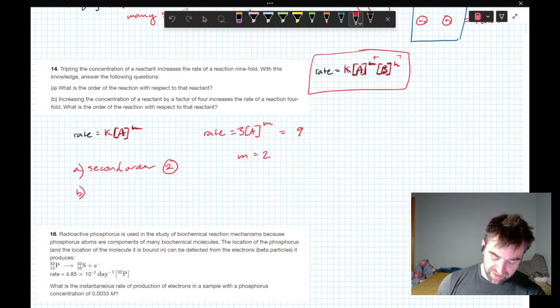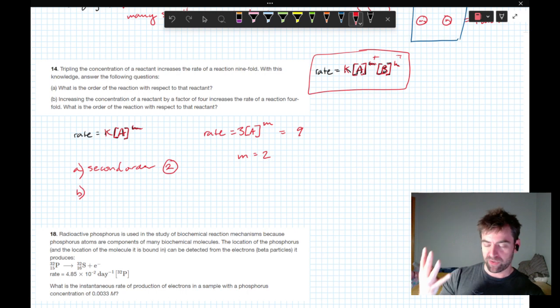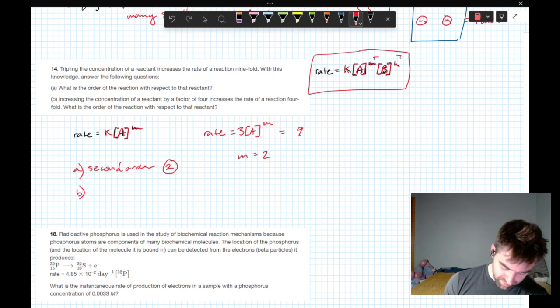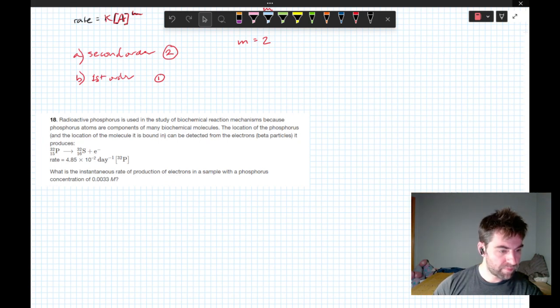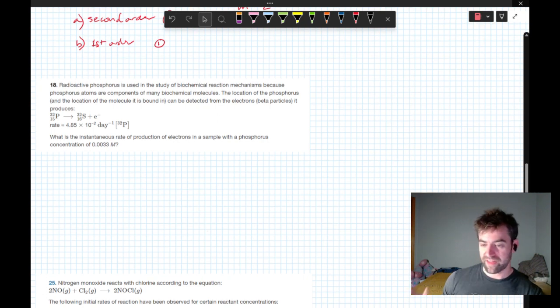Increasing the concentration of a reactant by a factor of 4 increases the rate of reaction 4-fold. What is the order of the reaction with respect to that reactant? So that reactant, we quadrupled the concentration of reactant. The rate increased by that same factor, and so that would be a first order. Or you could simply write the number 1. Okay, don't overthink that one.